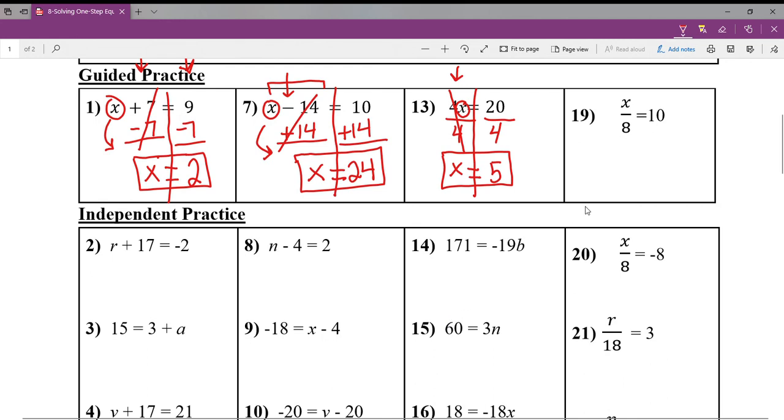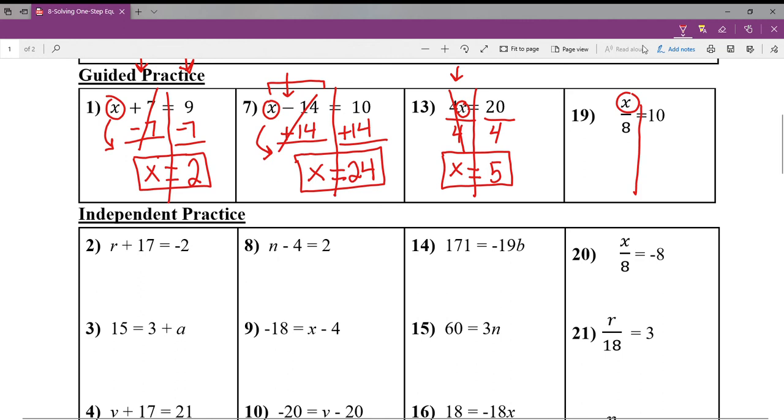Now I'm going to do one more example problem with you, number 19. So I'm going to draw my line down the equal sign, circle this variable. So now I need to take a look at this. So I have x divided by 8. Remember, that's what fractions mean. They just mean divide. So the opposite of dividing by 8 is multiply by 8.